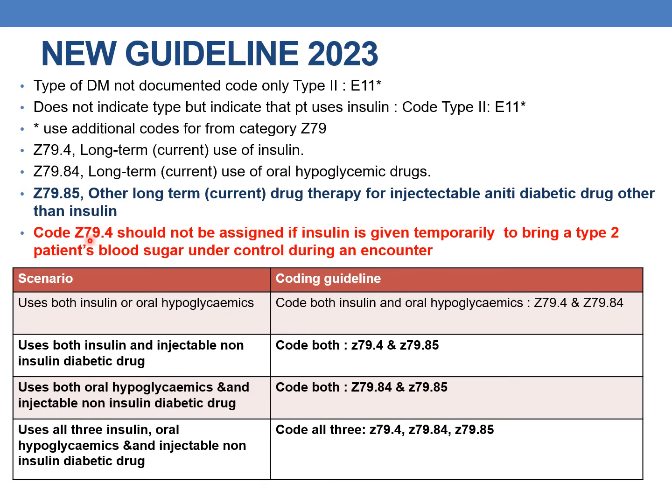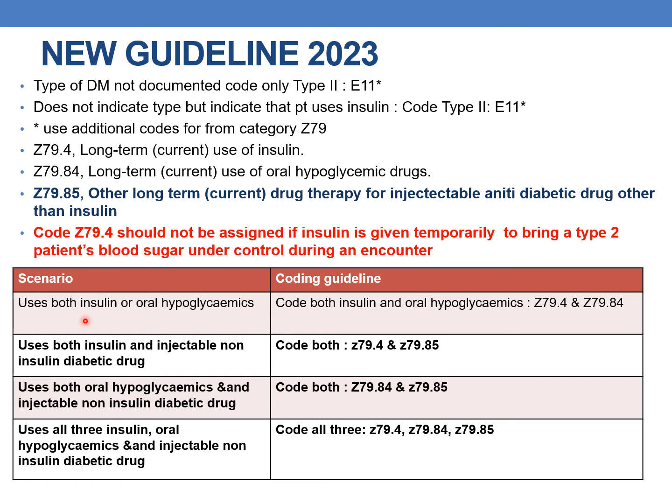And one more important point is code Z79.4, that is long-term current use of insulin, should not be assigned if insulin is given temporarily to bring a type 2 patient's blood sugar under control. He is not using it regularly, but whenever insulin is given temporarily to bring down the blood sugar level, in those cases you should not assign long-term use. As the name indicates, Z79.4 should only be used if there is long-term use, that is chronic use of the drug. Now let us see scenarios.